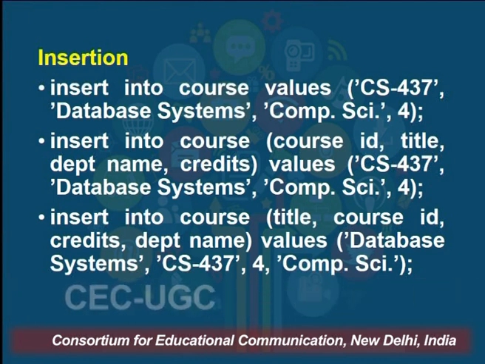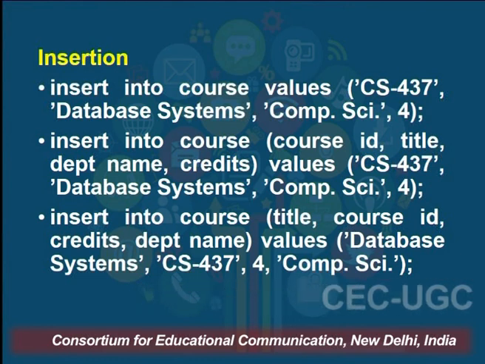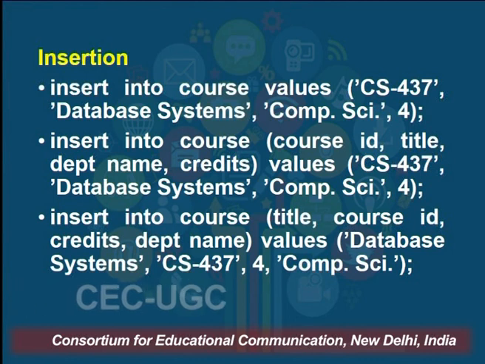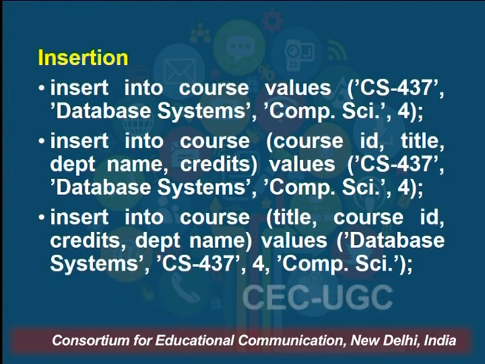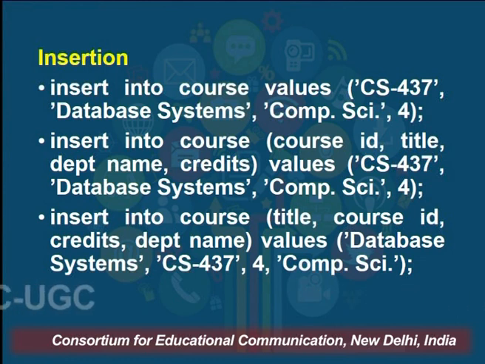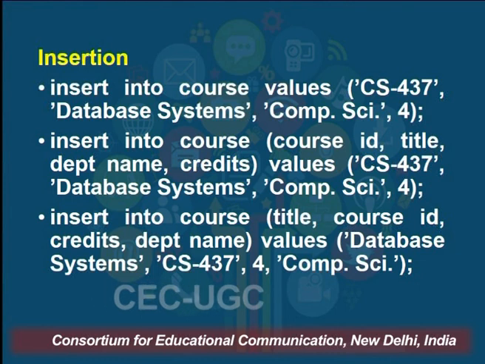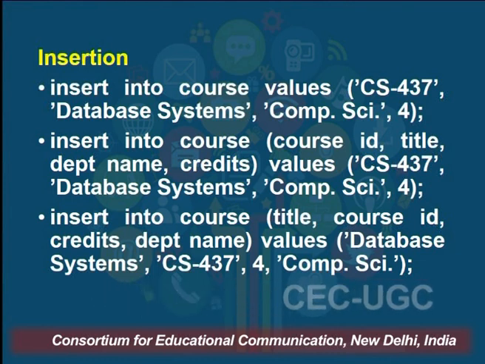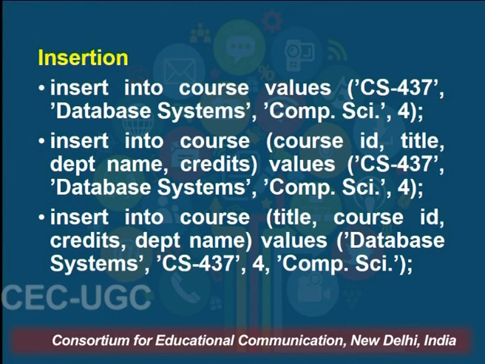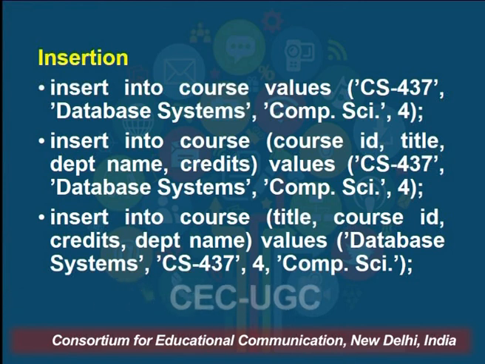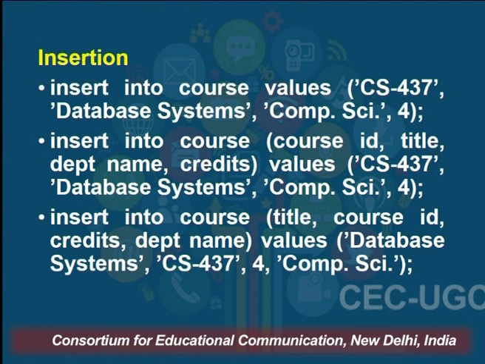Now values will go in the particular sequence which we have just specified: title first, which is database systems, then course ID, which is CS437, then credits, which is 4, and the department name, which is computer science. So we can always jumble up the sequence of the attributes, and in case of jumbling up, it is necessary to mention the names of the attributes here, so that the data can be hosted in a proper manner.